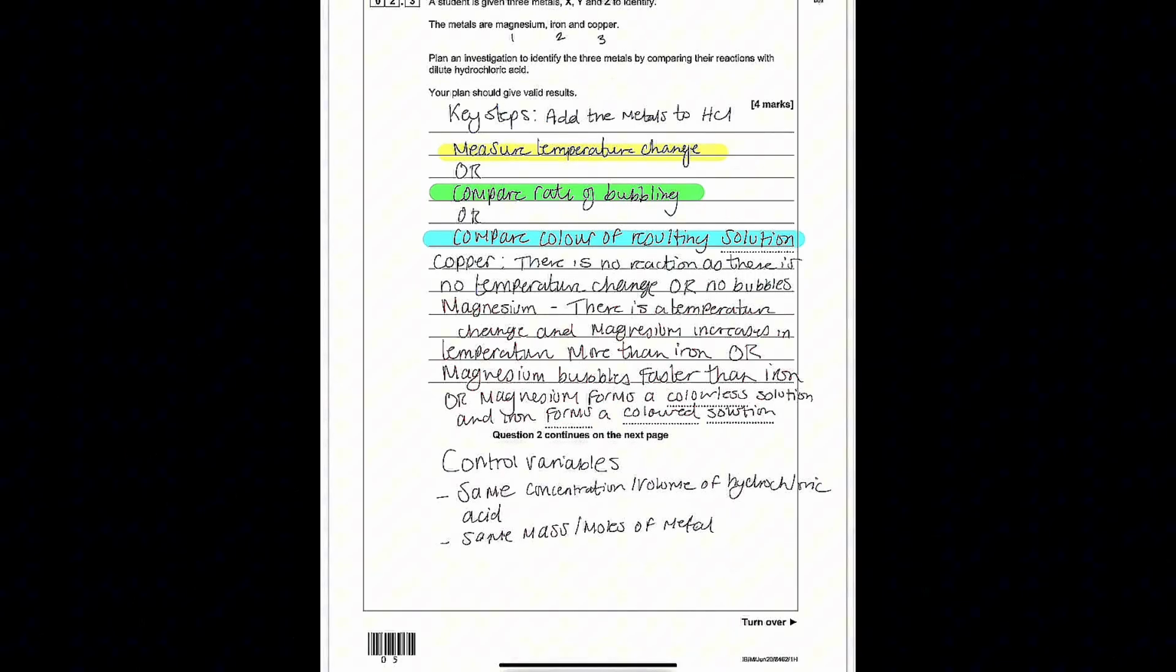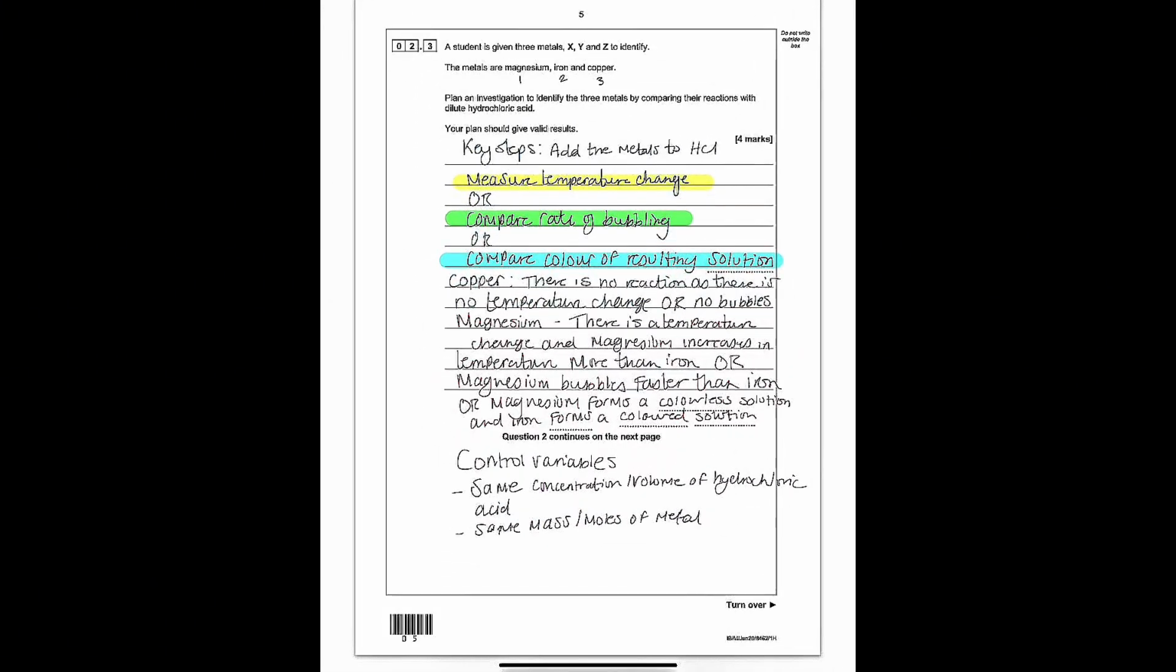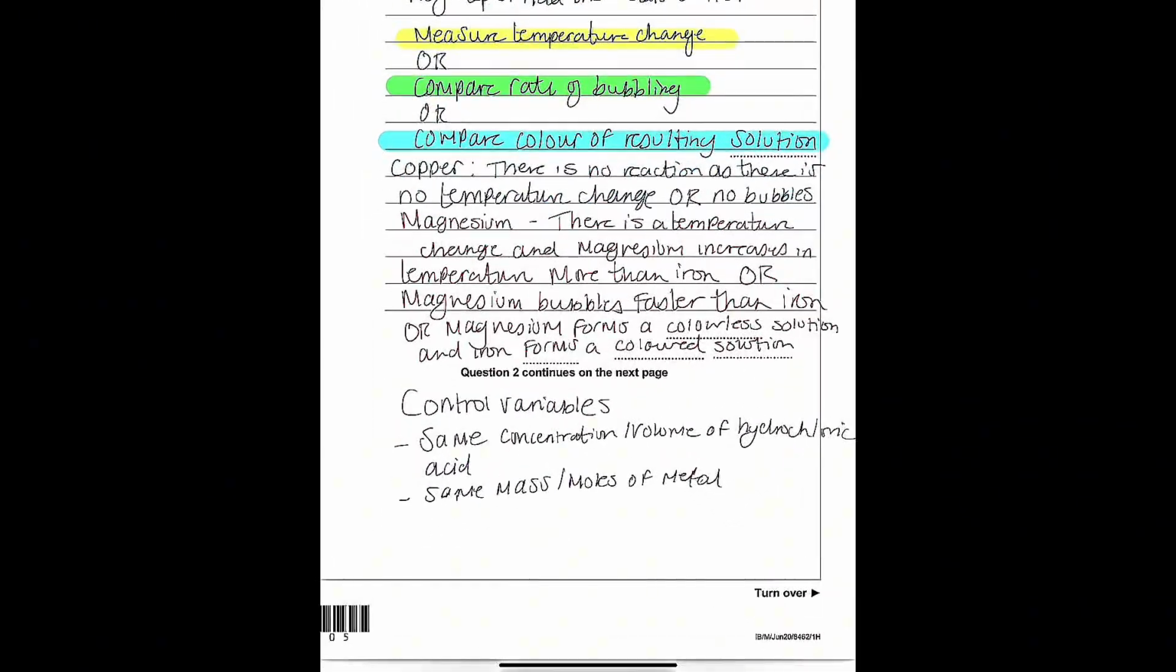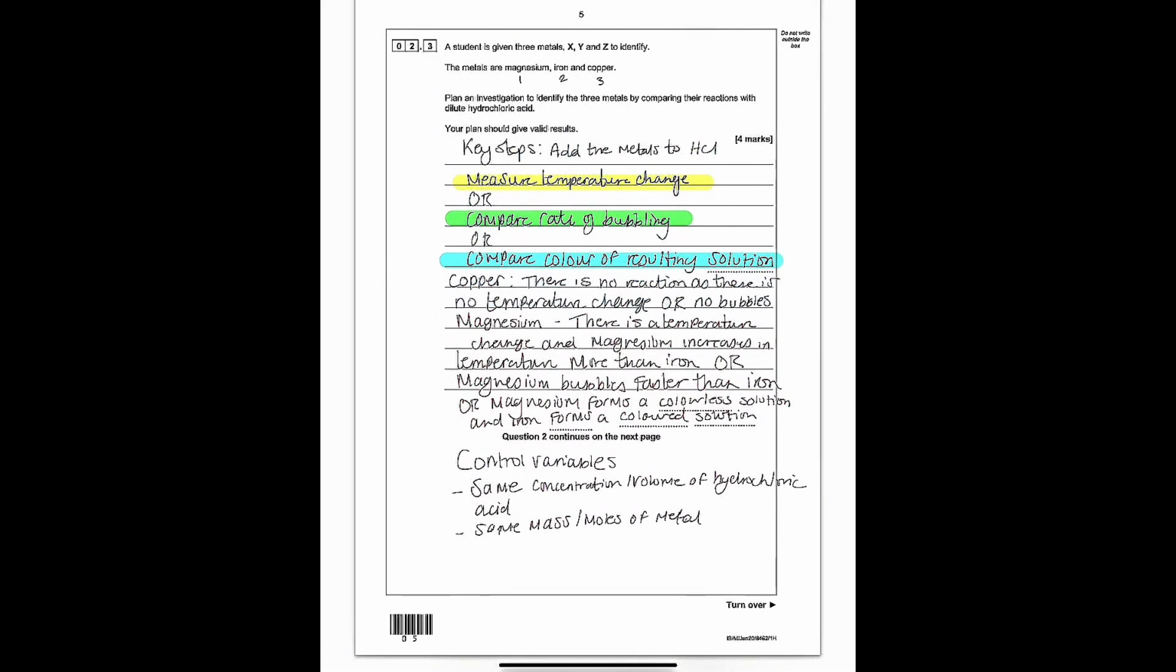Okay, so if you write these points down, you will get the full marks, and in taking into account the control variable is what you keep the same to make it a fair test. So we use the same concentration, volume of hydrochloric acid, same mass of the metal. Just make sure that you do state the control variables because it does say your plan should give valid results.